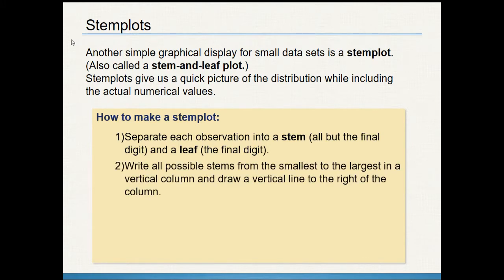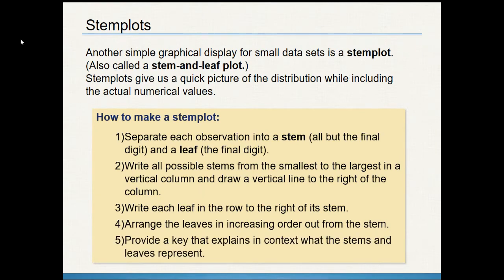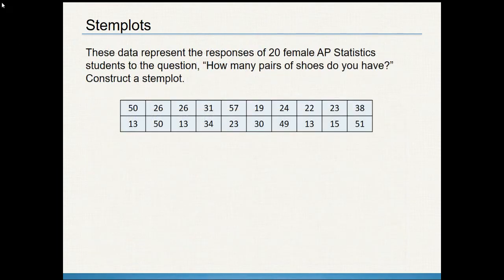We write all the possible stems down from smallest to largest in a vertical column and draw a vertical line to the right of the column. Then we write each leaf in the row to the right of its stem, and we arrange the leaves in increasing order out from the stem. Provide a key that explains in context what the stems and leaves represent. This data represents the responses of 20 female AP statistics students to the question, how many pairs of shoes do you have?